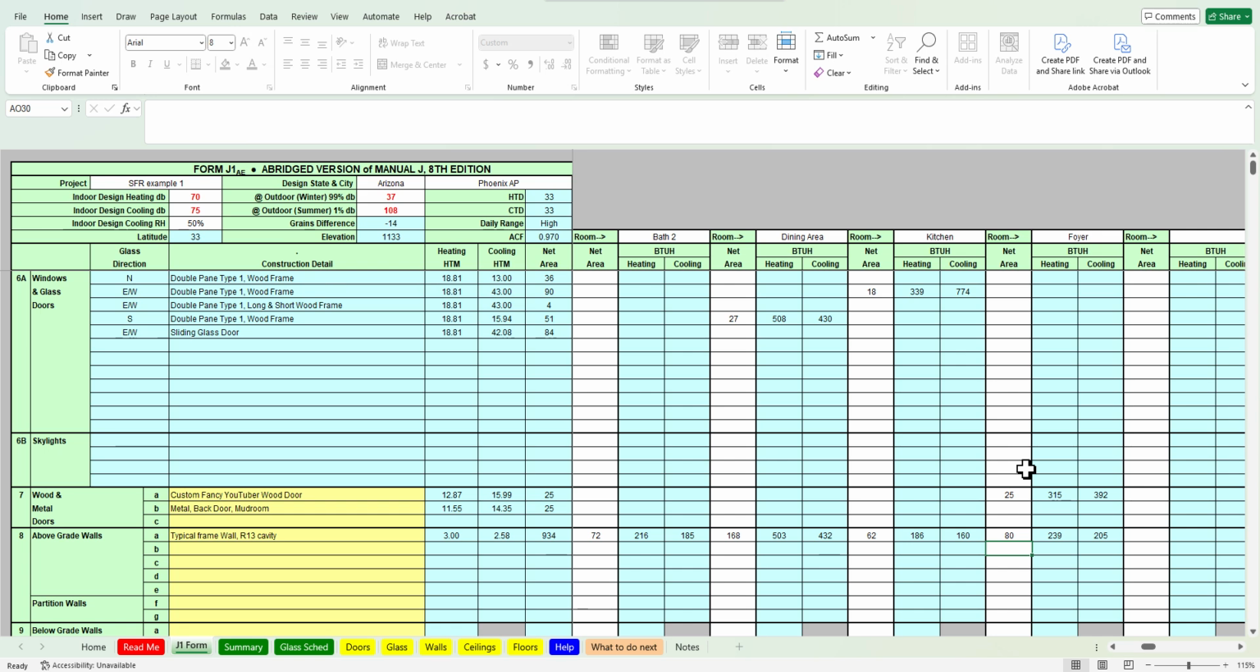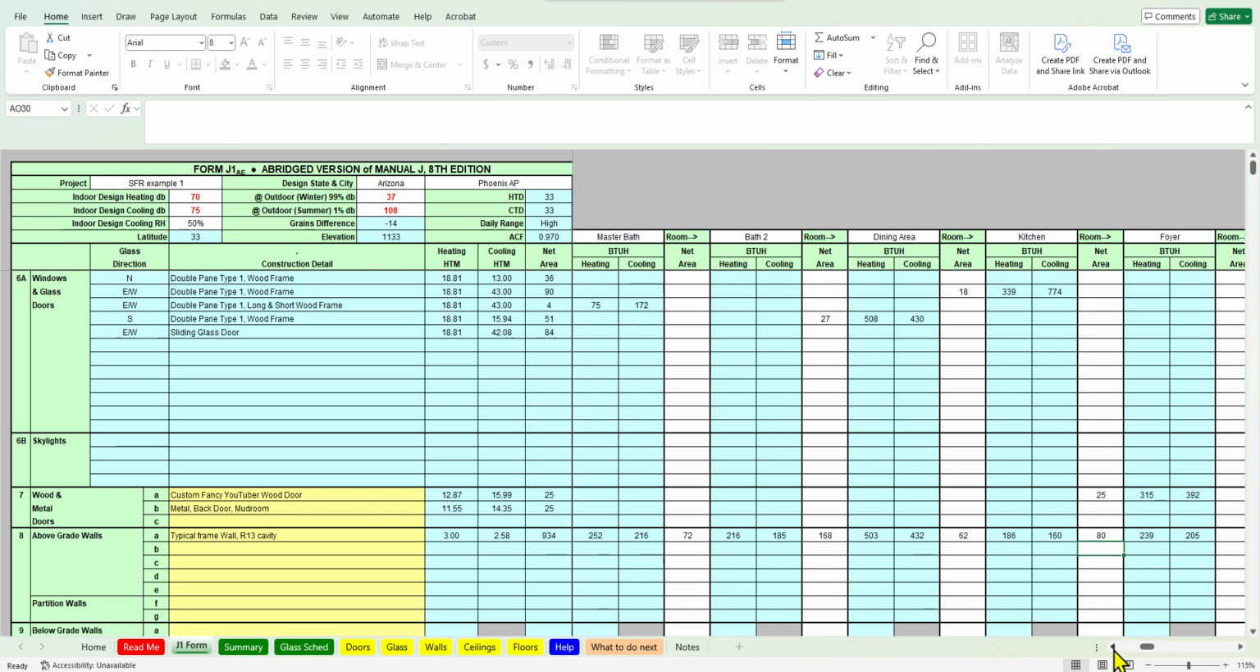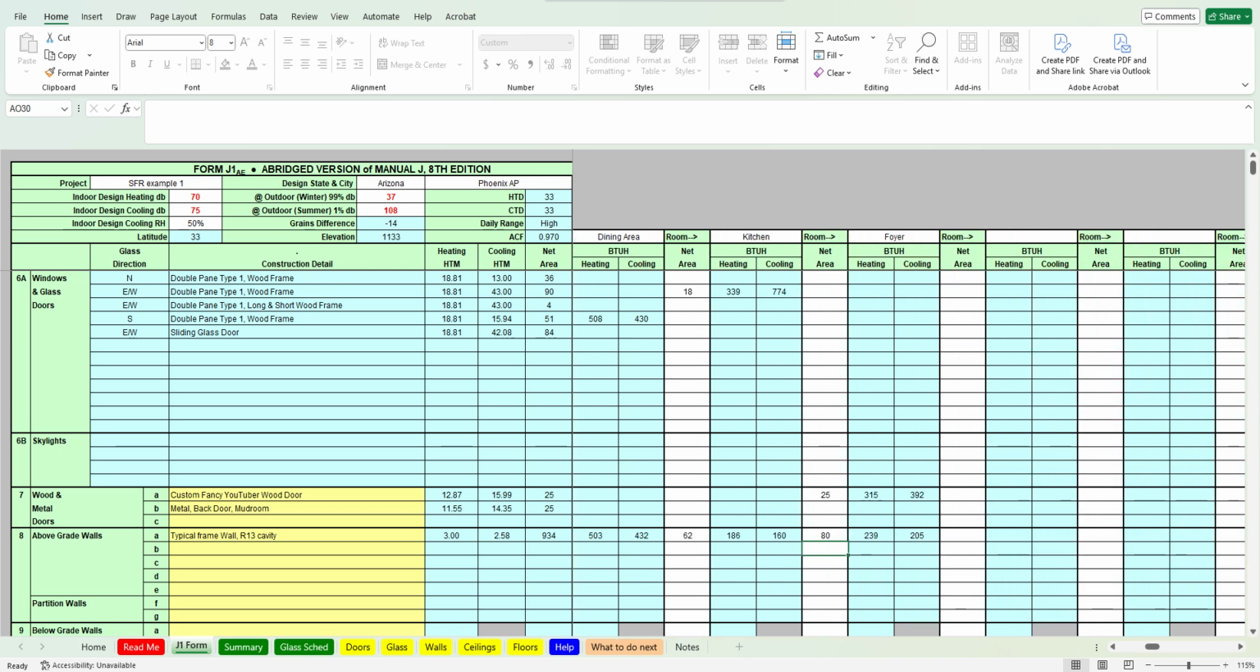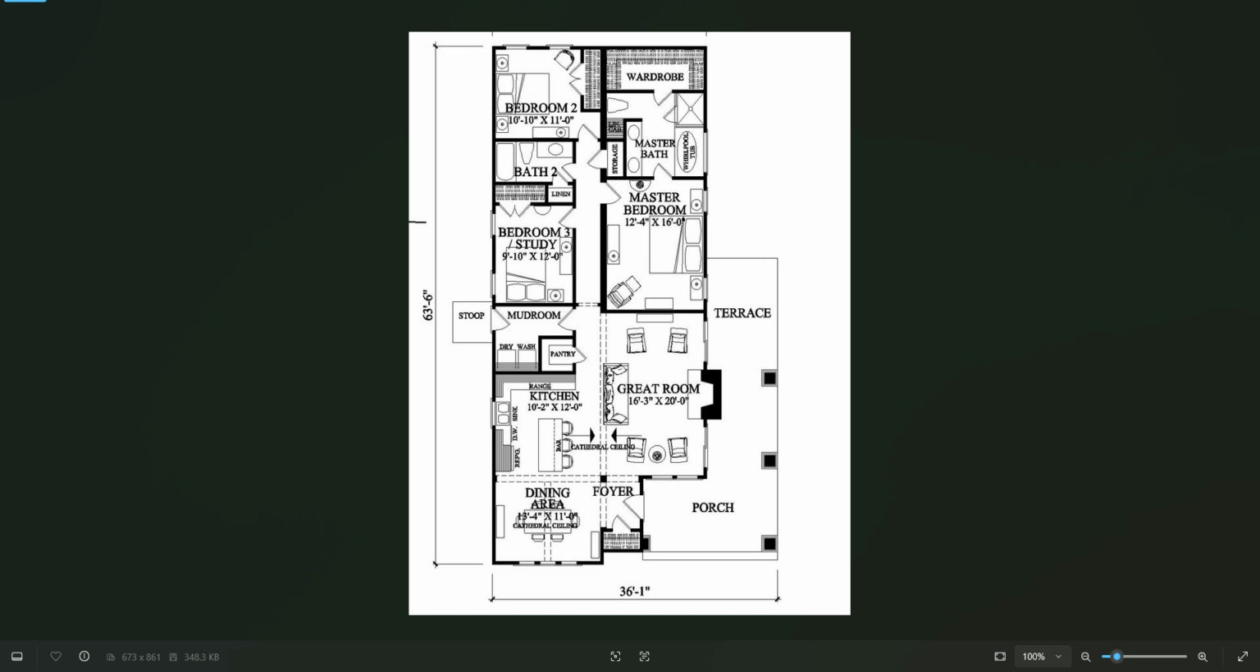All right. Let's make sure that we have all of our walls. We've got the master, bedroom 2, bedroom 3, great room, mudroom, master bath, bath 2, dining room, kitchen, foyer. All right, that looks good. So notice that for the walls, we did not include this hallway area because those are not exterior walls, those are interior walls. We will include the square footage of this area here when we do the flooring and the ceiling.